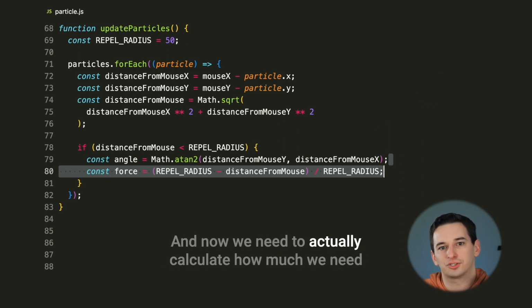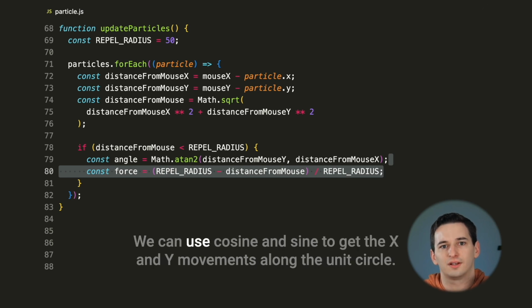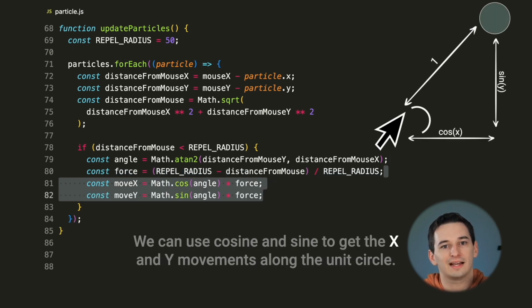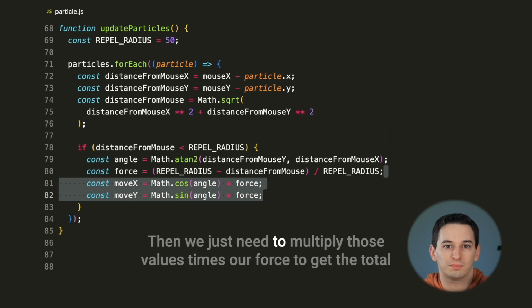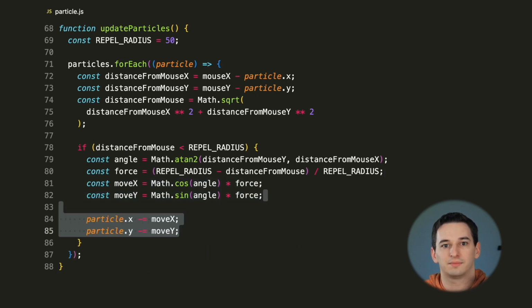And now we need to actually calculate how much we need to move the x and y values. We can use cosine and sine to get the x and y movements along the unit circle. Then we just need to multiply those values times our force to get the total amount that the particle needs to move. And then we can simply subtract these values from the x and y values of the particle.